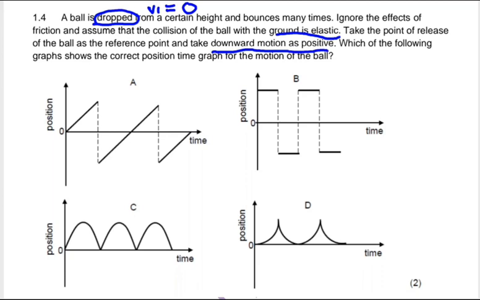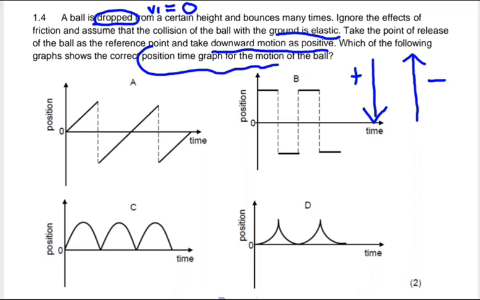So as the ball is falling downwards, it's going in the positive direction. And when the ball bounces upwards, it's going in the negative direction. A little bit confusing, but that's what the question requires us to do, and let's do that. Which of the following graphs shows the correct position time graph for the motion?